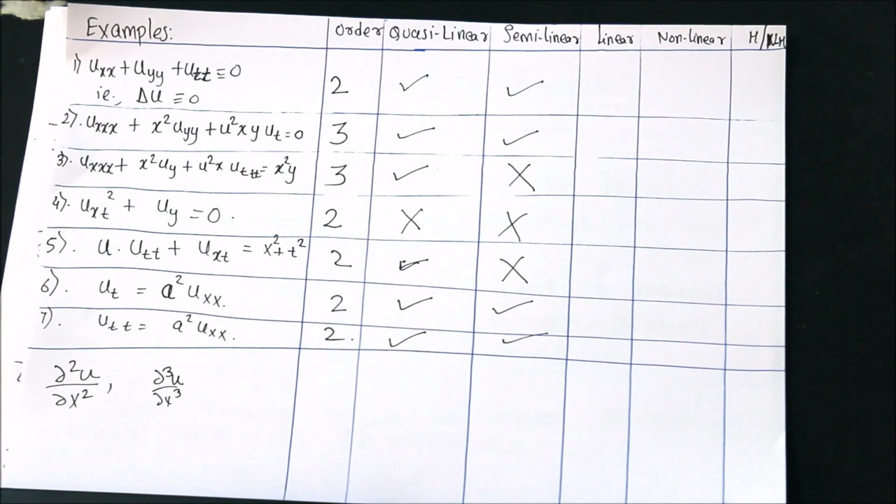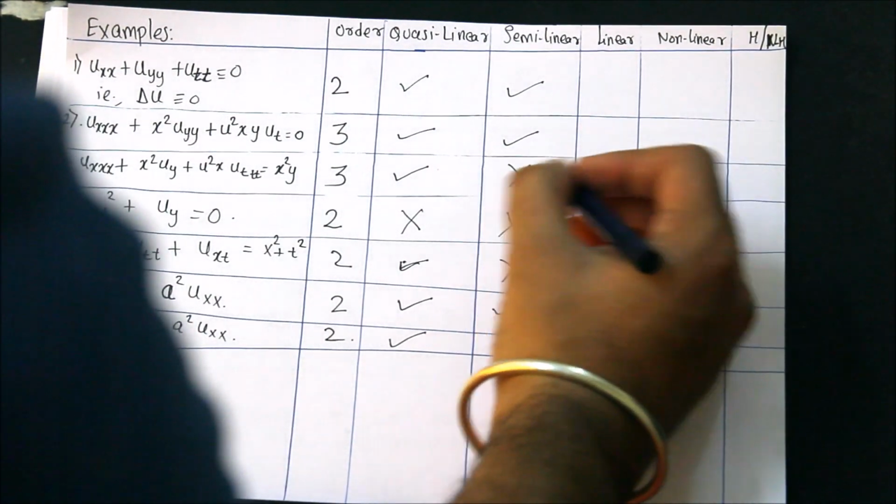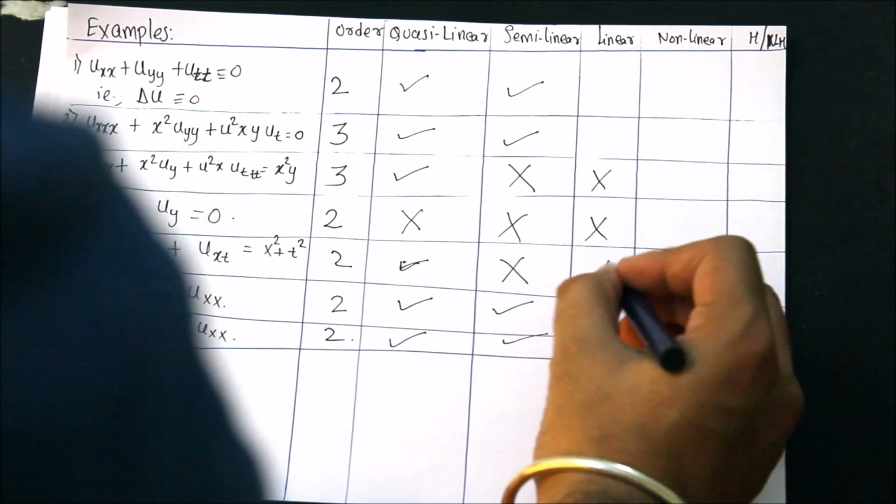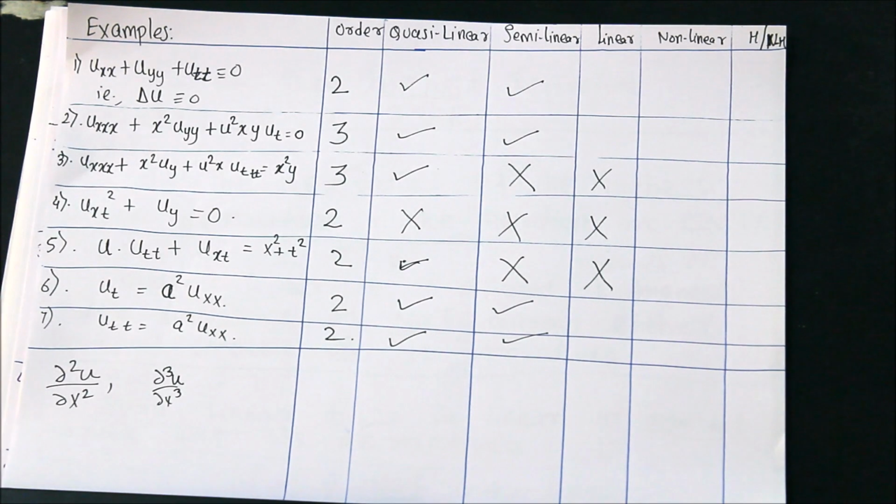So first of all it has to be semi-linear. If it is not semi-linear, it can't be linear. So since it's not semi-linear, it can't be linear as well. Okay, good.